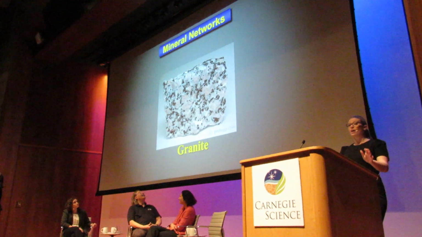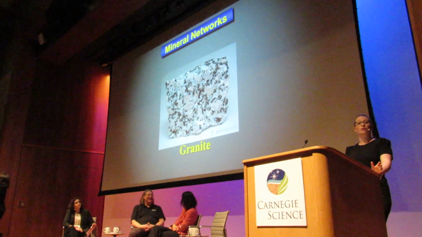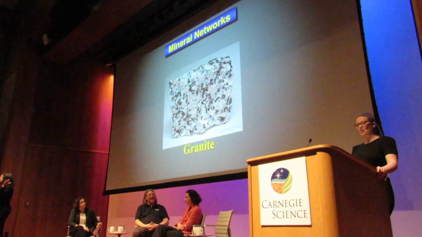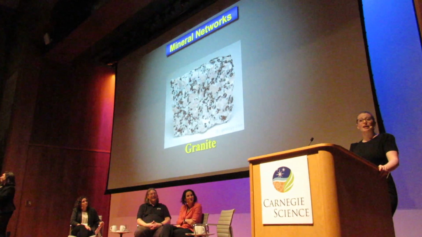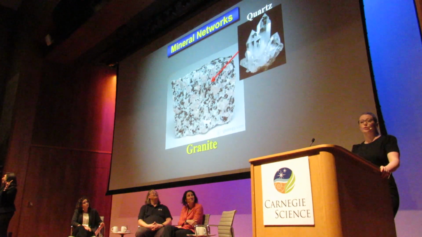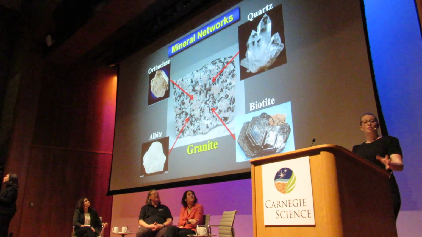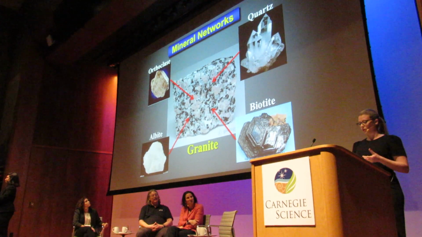So let me show you an example of a natural network. A rock is essentially a natural network of minerals. This is a picture of a granite. Many of you have this in your home, in your countertops. And this is a network of mineral species. Those mineral species include things like quartz, orthoclase, albite, and biotite. And they come together to make up this rock network, if you will.